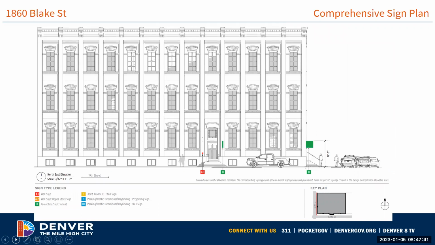So this is the 19th Street elevation, which shows minimal additional sign locations near another entrance to the contributing portion of the structure. And there's just one wall and one projecting near that. And you see the three projecting signs in the corner.